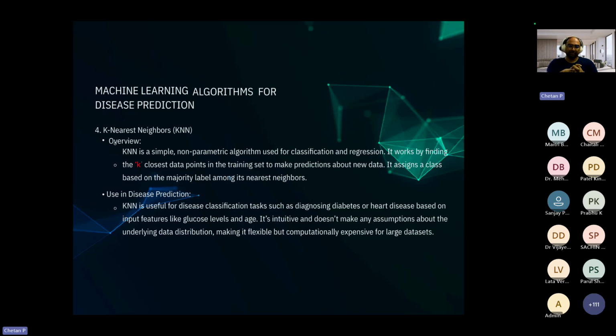KNN is useful for disease classification, such as diagnosis of heart disease based on input features like glucose level and age. It's intuitive and doesn't make any assumptions about the underlying data distribution. That is again a negative point. Most algorithms make some assumptions, right? If you remember, I was talking about the assumption of multicollinearity, that one variable should not depend on another. So such kinds of assumptions. In KNN there are no assumptions, so basically this is a negative point. Whenever you use KNN, you should make sure that the decisions you take are perfectly aligned to your assumptions, and to whether you want to use it or not.